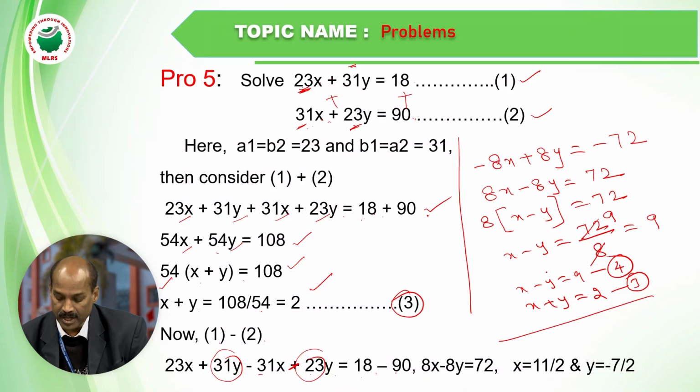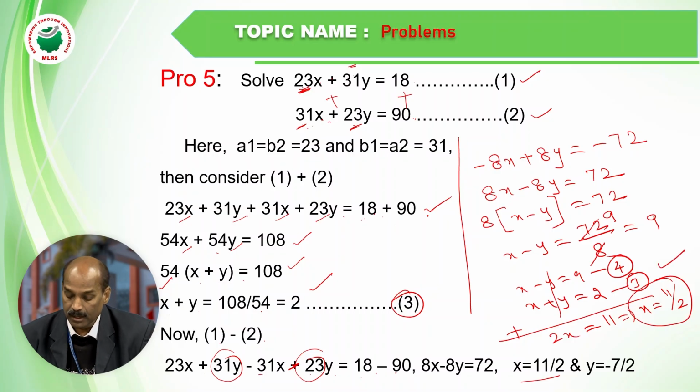So just add these two equations. Then minus y plus y will get cancelled, and x plus x is 2x, equal to 9 plus 2, which is 11. Then what is the x value? x is given by 11 by 2. So this is the value for x. Now similarly, we will determine the y value.